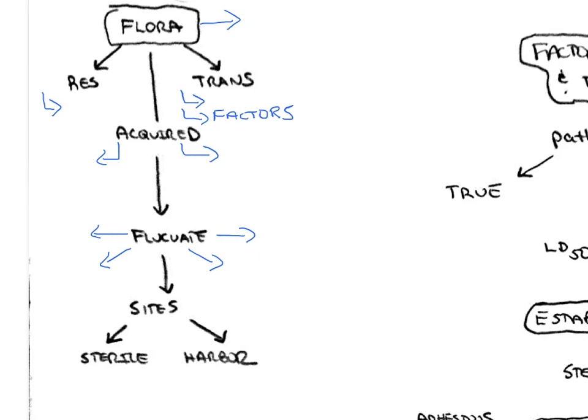And then make sure you guys are also able to determine the difference between sterile sites and harbor sites. Harbor sites would be sites that normally house bacteria. So be able to determine a body part that's sterile and possibly a fluid that's sterile, a body part that normally has bacteria, and possibly a fluid that normally has bacteria as well.